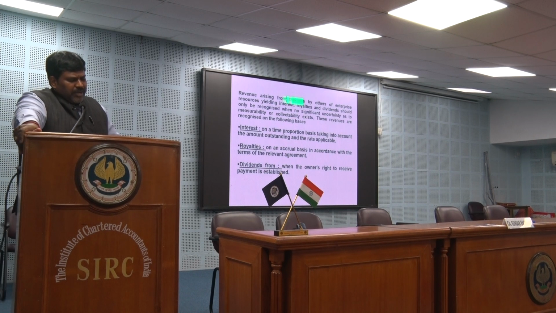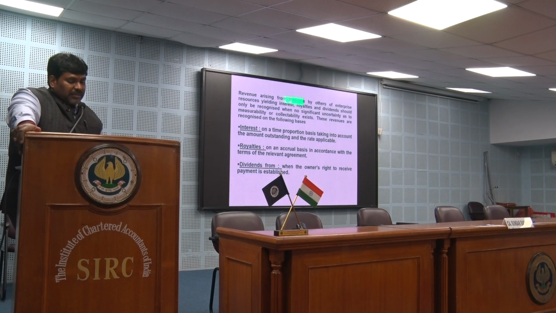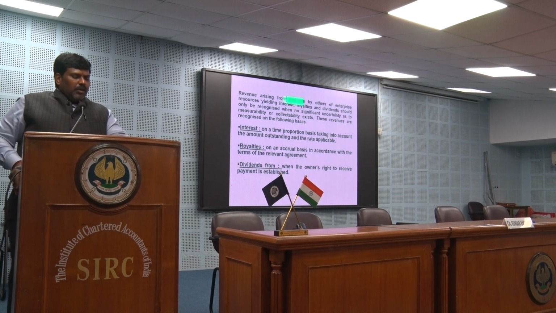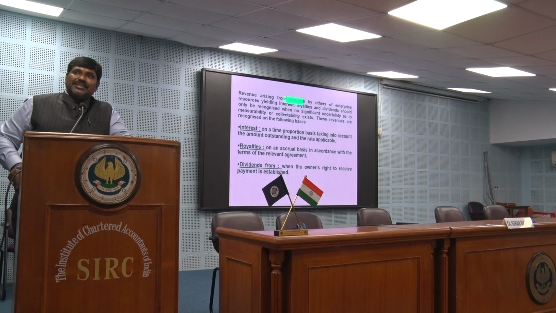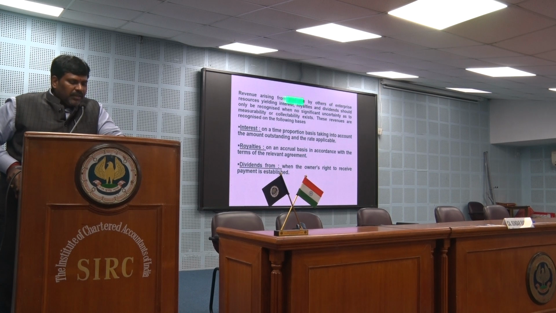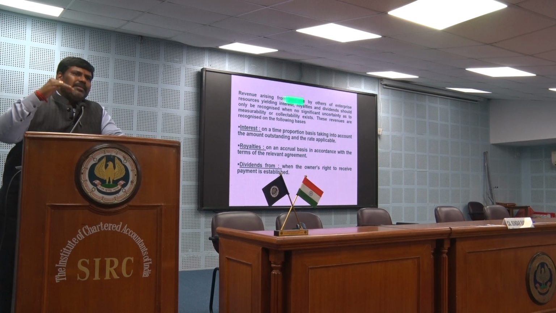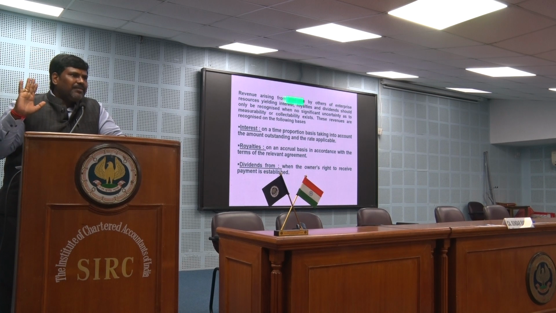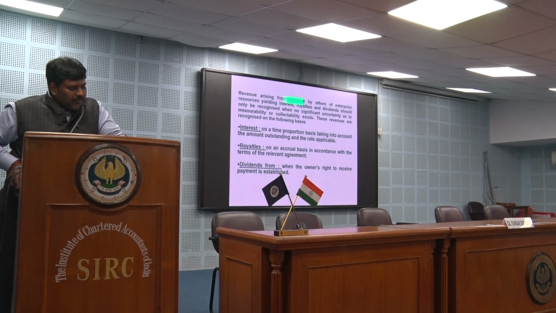As far as revenue arising from the use by others of enterprise resources, yielding interest, royalties, dividends, it should only be recognized when no significant uncertainty as to measurability or collectability exists. These revenues are recognized on the following basis. Interest always on a time proportion basis. We can take that interest income in your books on the basis of time.